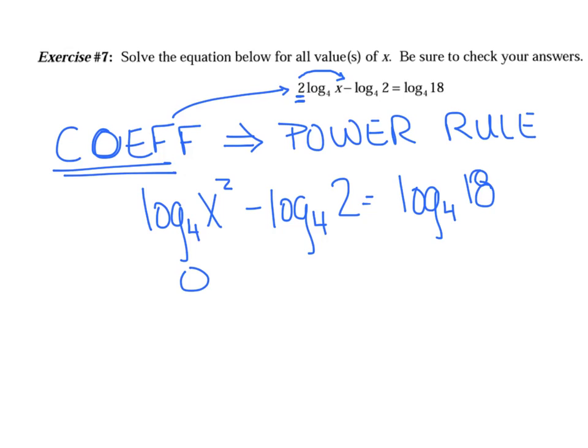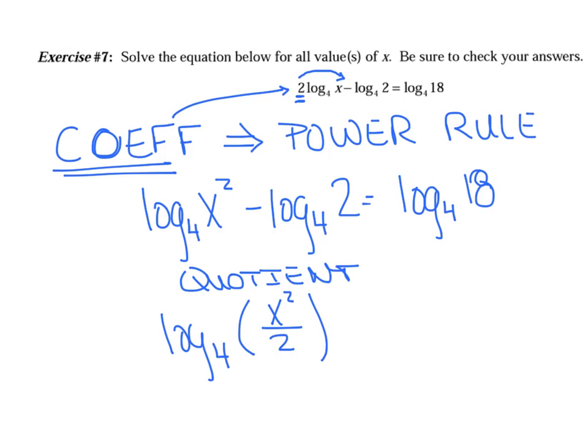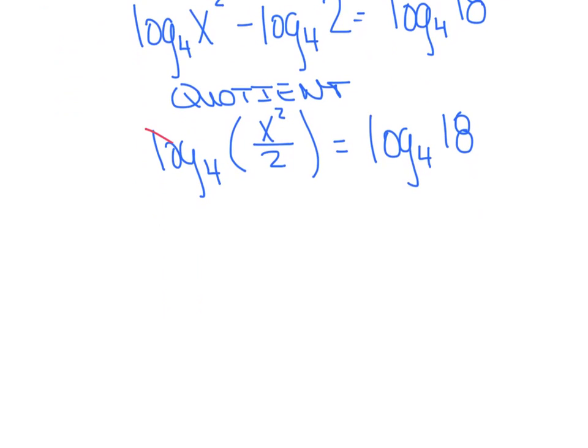Now I'm going to use the quotient law to combine these 2 terms, and it's going to be log base 4 of x squared divided by 2 equals log base 4 of 18. Now here's the good news. We've got logs on both sides of the equation, so I can go ahead and clear these logs. Again, they had to be the same base, but that'll always be true. That's not something we're going to have to watch out for or really worry about. I'll just tell you that straight up.